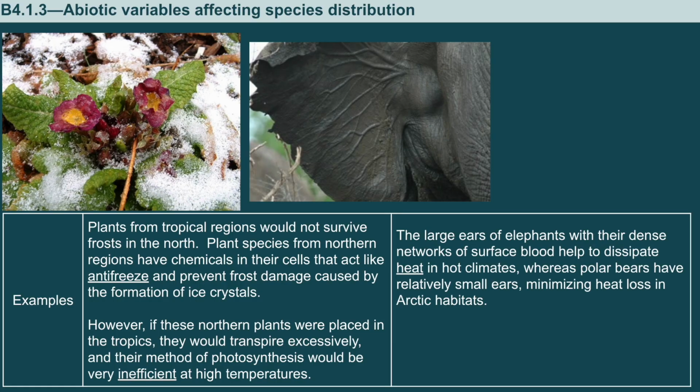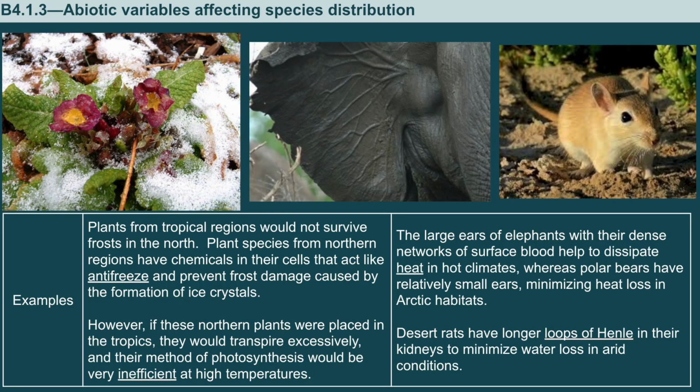Animals similarly have adaptations to where they're able to live. The large ears of elephants with these dense networks of surface blood vessels help to dissipate heat in hot climates. So the heat that's generated through metabolism travels through the blood because remember, water is a good heat conductor and blood is water-based. And when it gets here to the elephant's ear, all of that warm blood is able to release the heat as it comes close to the surface of the skin in this large surface area of the elephant's ear. Polar bears, on the other hand, picture them, they have relatively small ears, which helps minimize heat loss in Arctic habitats.